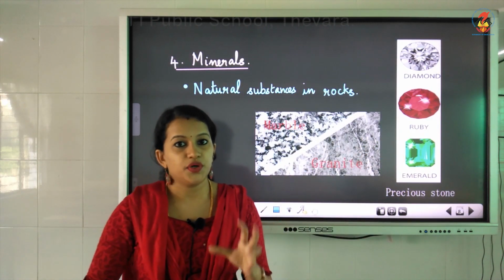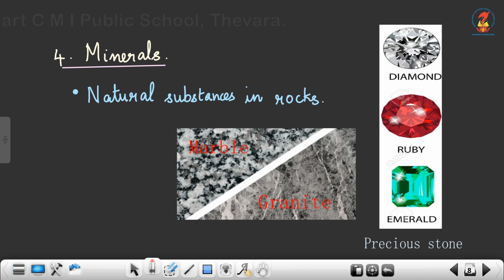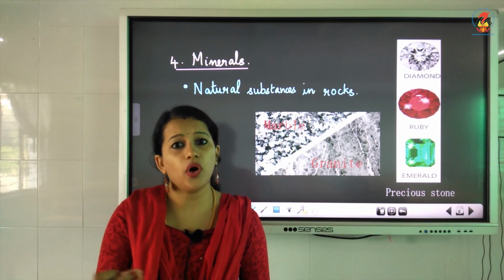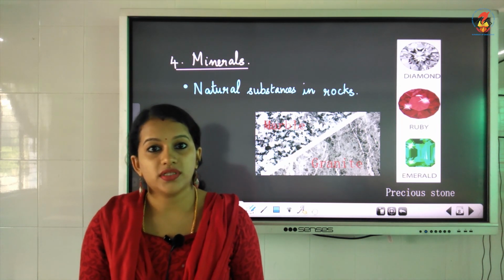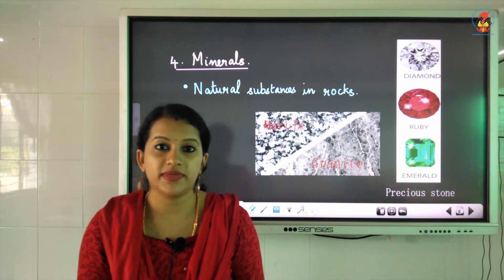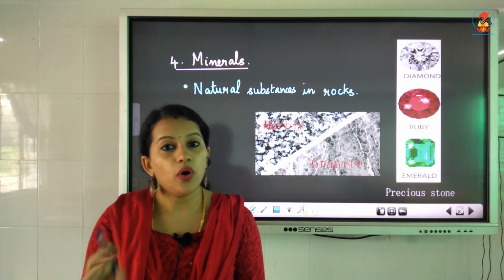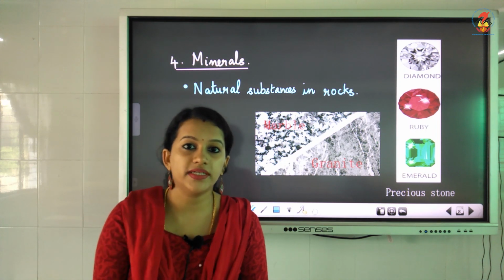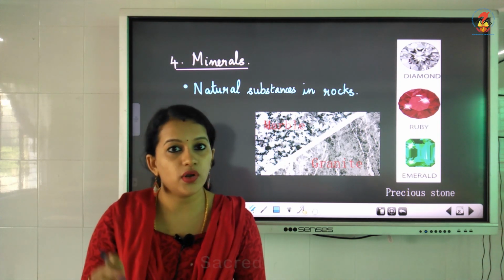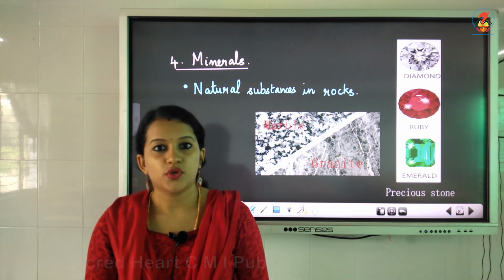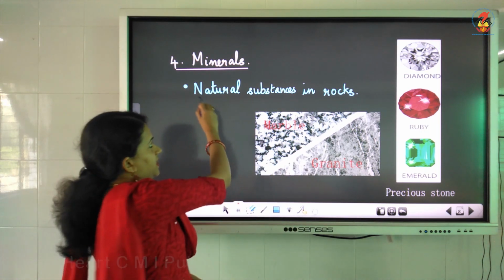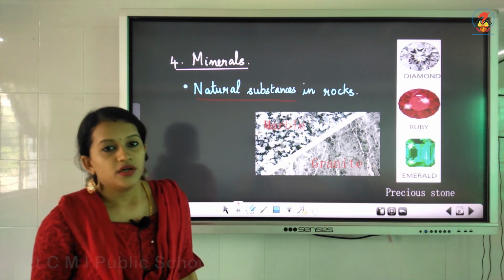Minerals. You must have heard the term mineral or minerals. Minerals are natural substances that are found in rocks. I think all of you must have seen a rock, isn't it? In all the rocks we can find minerals. There are many rocks, and all of these rocks contain one mineral or the other. One mineral or the other is present in all the types of rock that you see. So minerals are natural substances that are found in rocks.